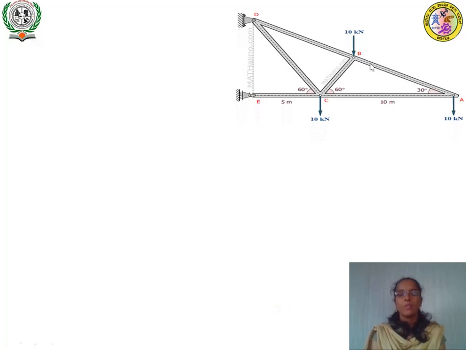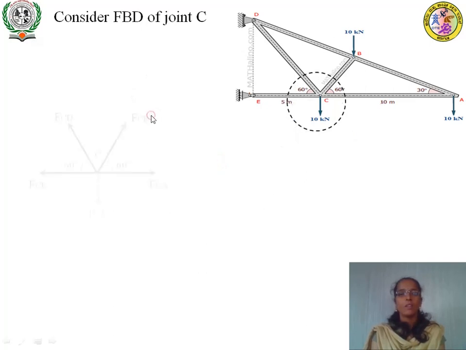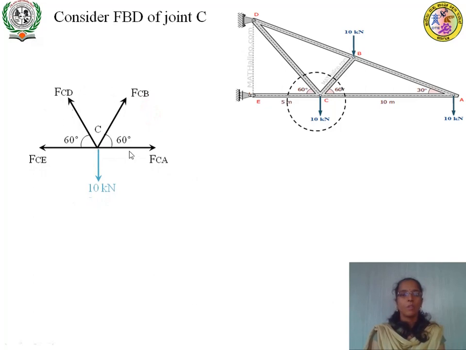Next, after applying at joint B, we have found BC and BD. So now we can consider joint C, so that the remaining two unknowns of the truss can be found. Consider the free body diagram of joint C. This is a virtual cut around joint C, wherein 4 members are meeting at joint C apart from this 10 kilonewton: the forces in members AC, that is FCA, FCB, FCD and FCE.